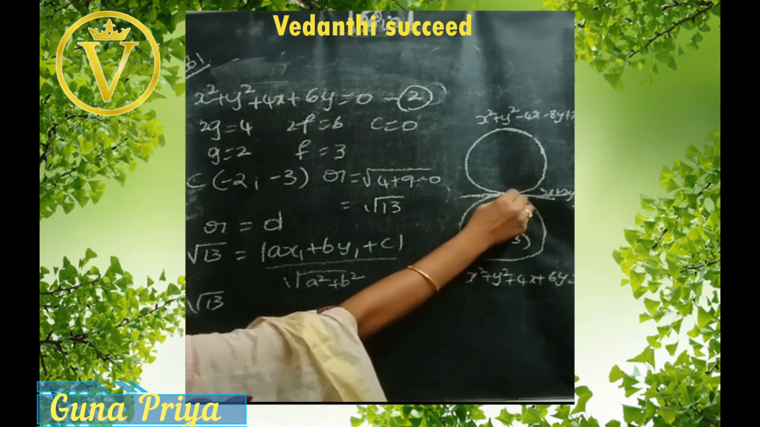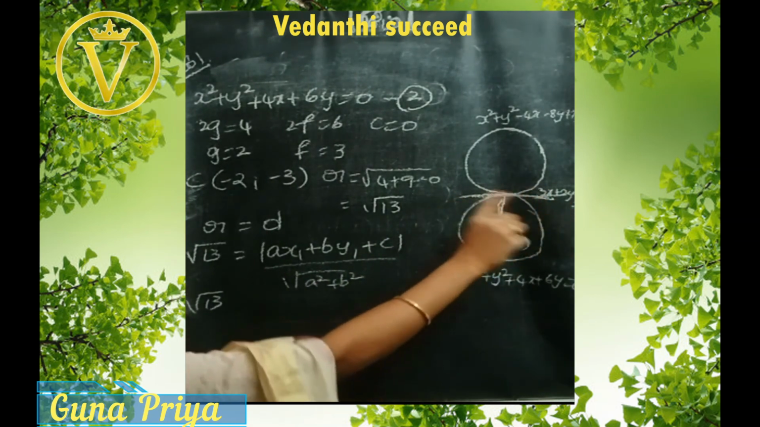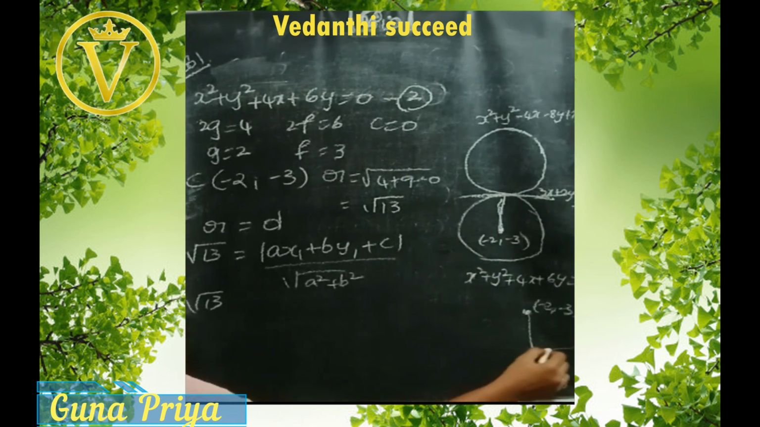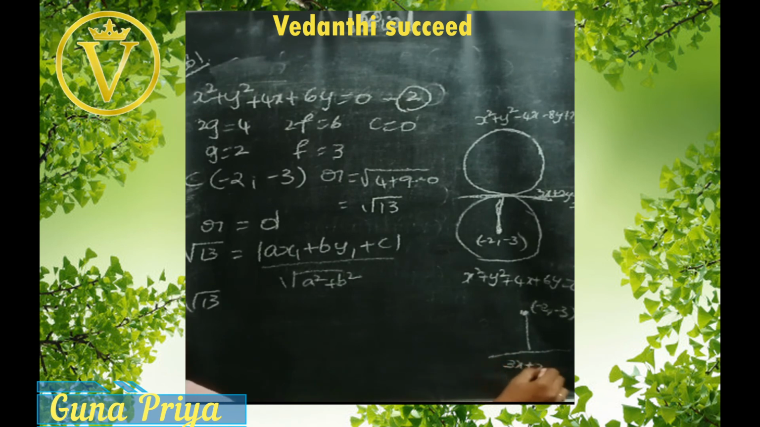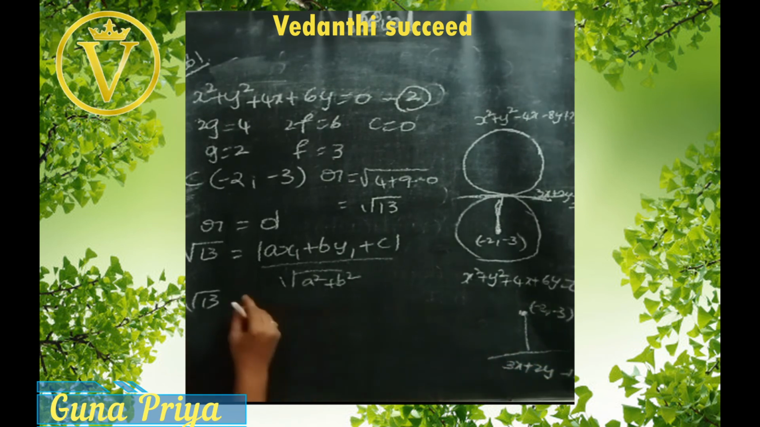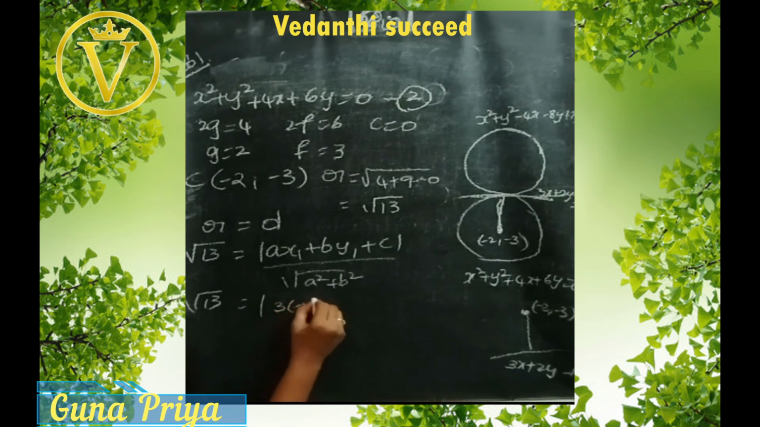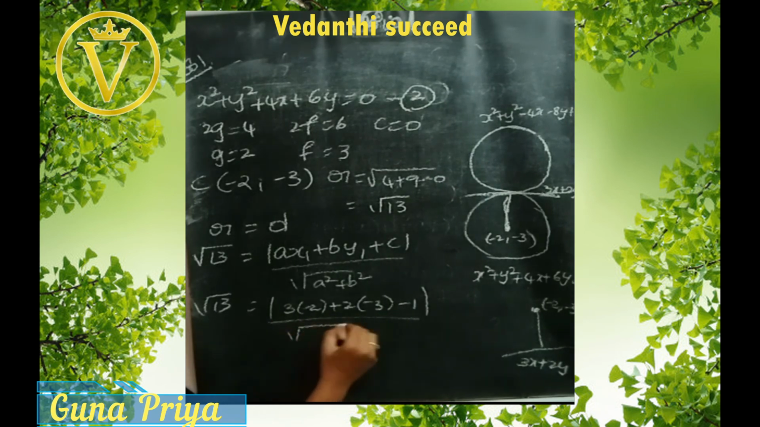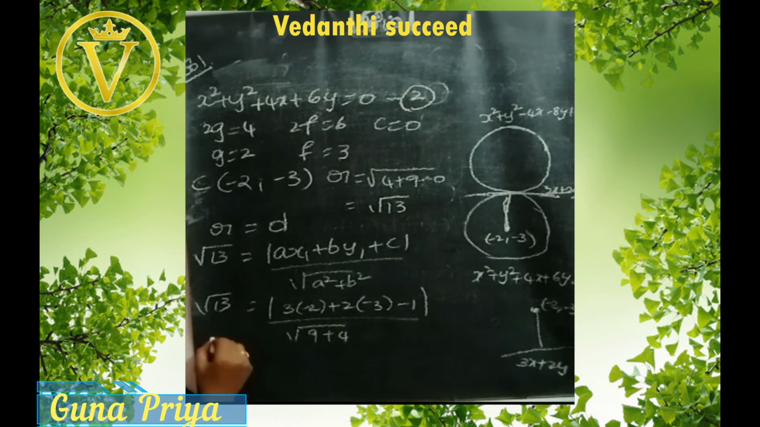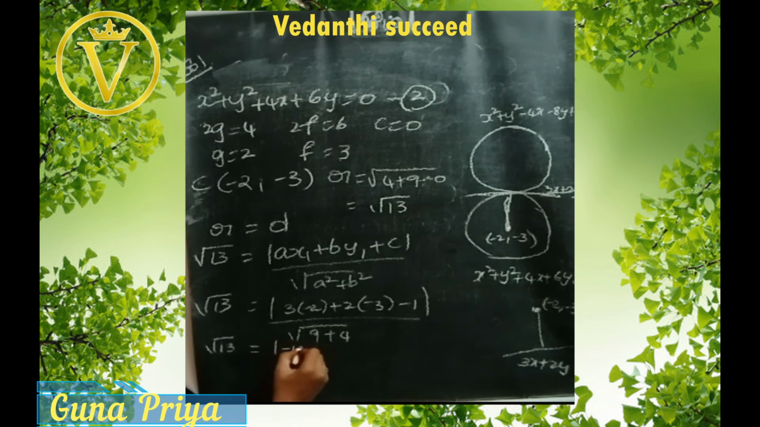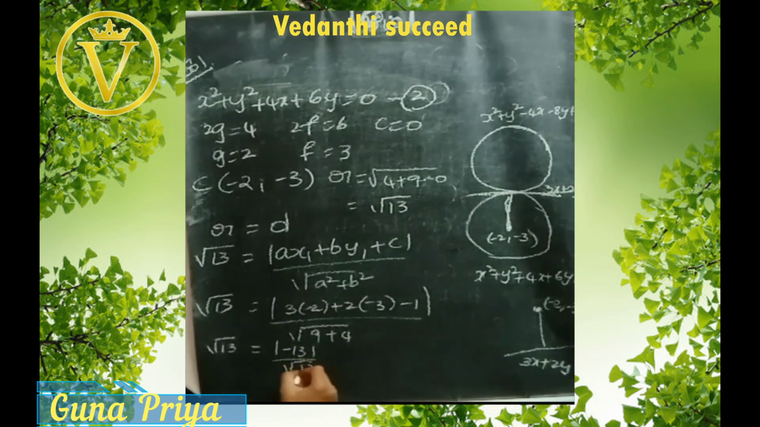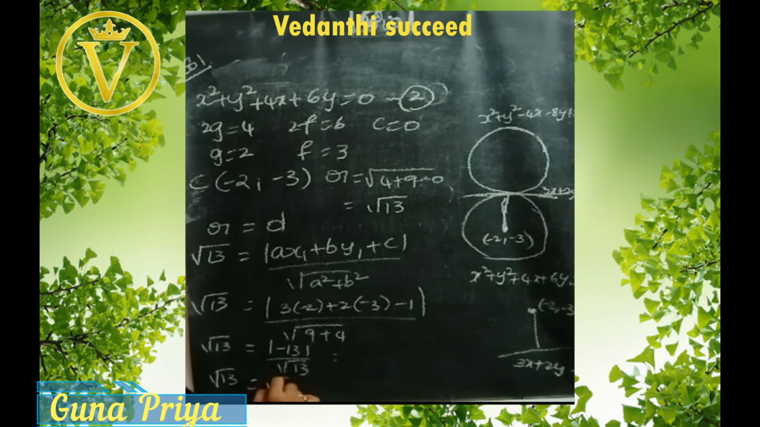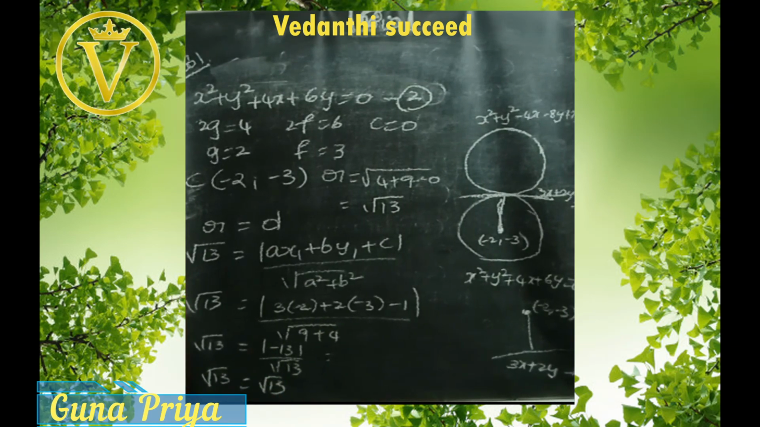This point, again, in this equation. This point is -2 comma -3, and the equation is 3x plus 2y minus 1 equals 0. So 3 into -2 plus 2 into -3 minus 1, divided by root of 9 plus 4. So d equals -13 by √13, that is √13. Here √13 equals √13. So we have proved that r equals d.